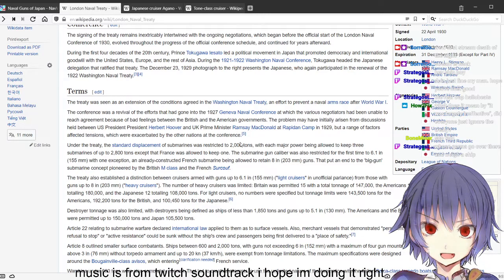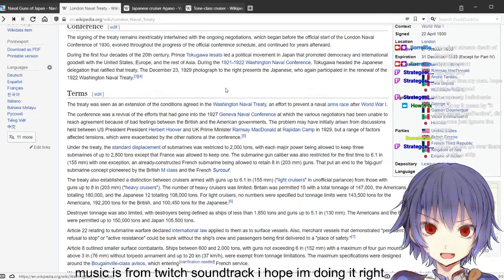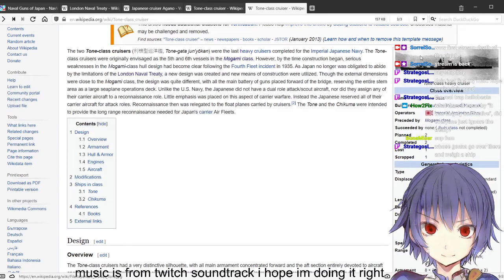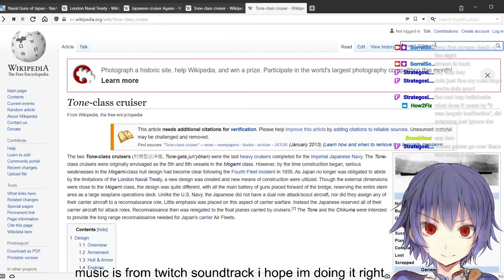Lucianus says, who's going to go over there and weigh a ship? That actually happened historically. Somebody actually went and weighed the ship. I'm going to clone tab, and I'm going to pull up an exact example of this happening.